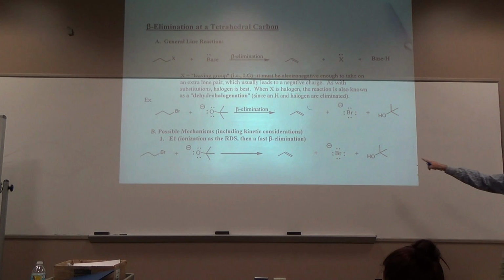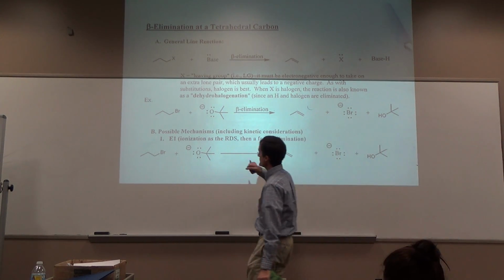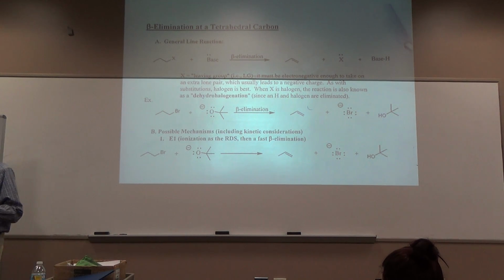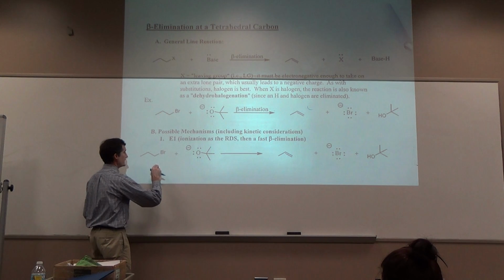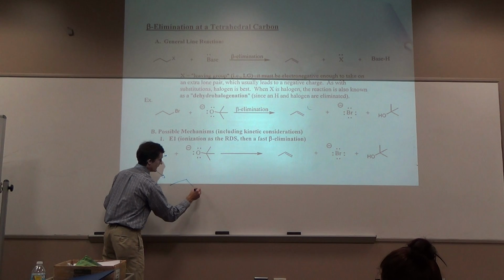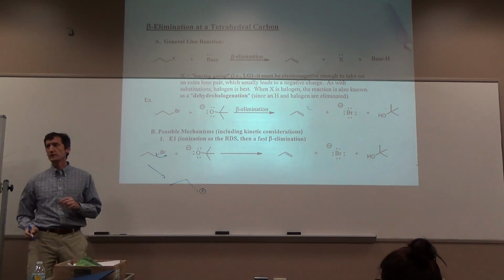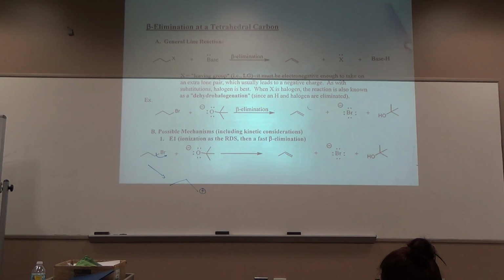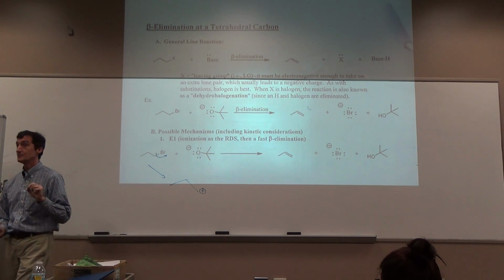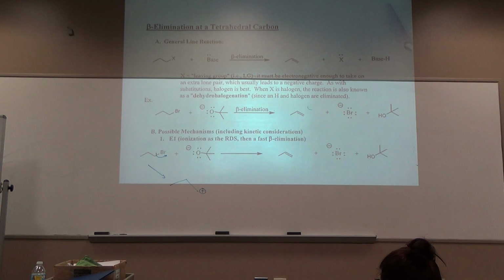And I've redrawn the same reaction. Let's first do E1. First step of an E1 is the same as the first step of an SN1, which is what? Ionization. Let's ionize this. What do we get? Hopefully you already see that this is a bad mechanism. This is not the right one. Why is this not going to be the right one? Because we've got a primary carbocation. But I'm still going to show you what an E1 looks like.